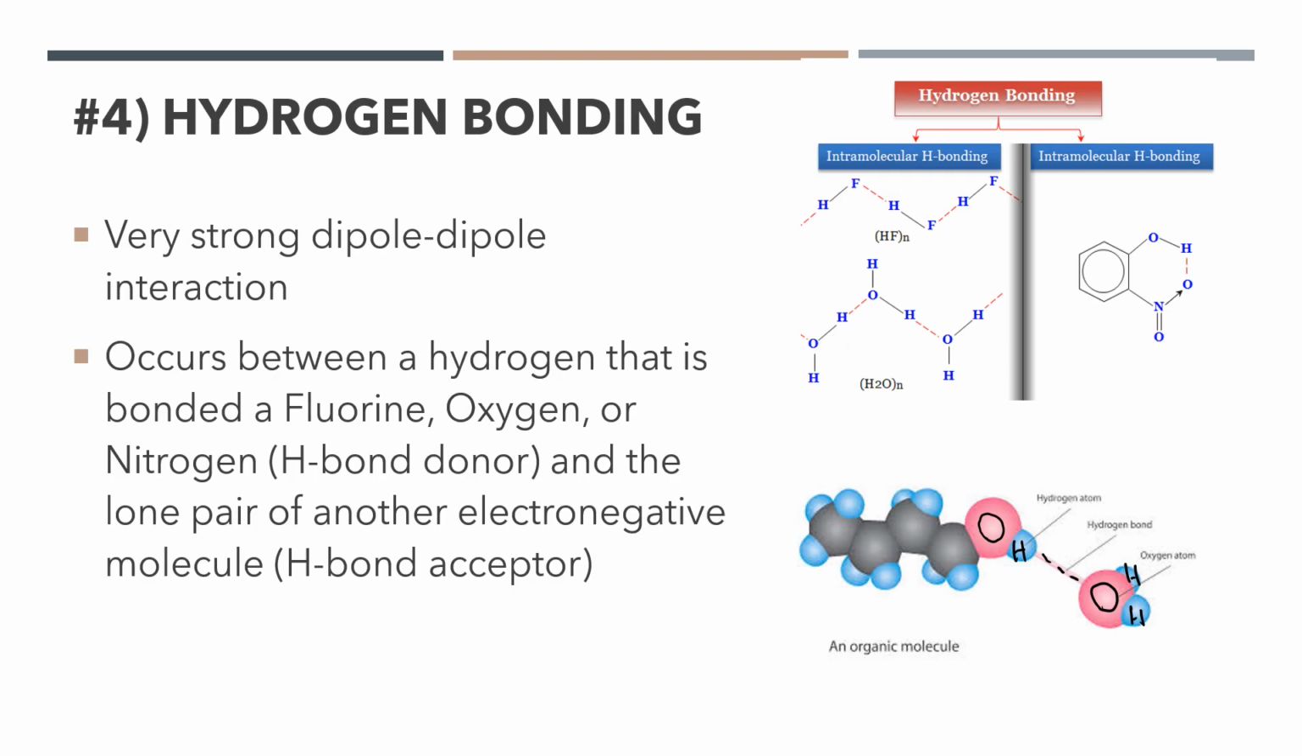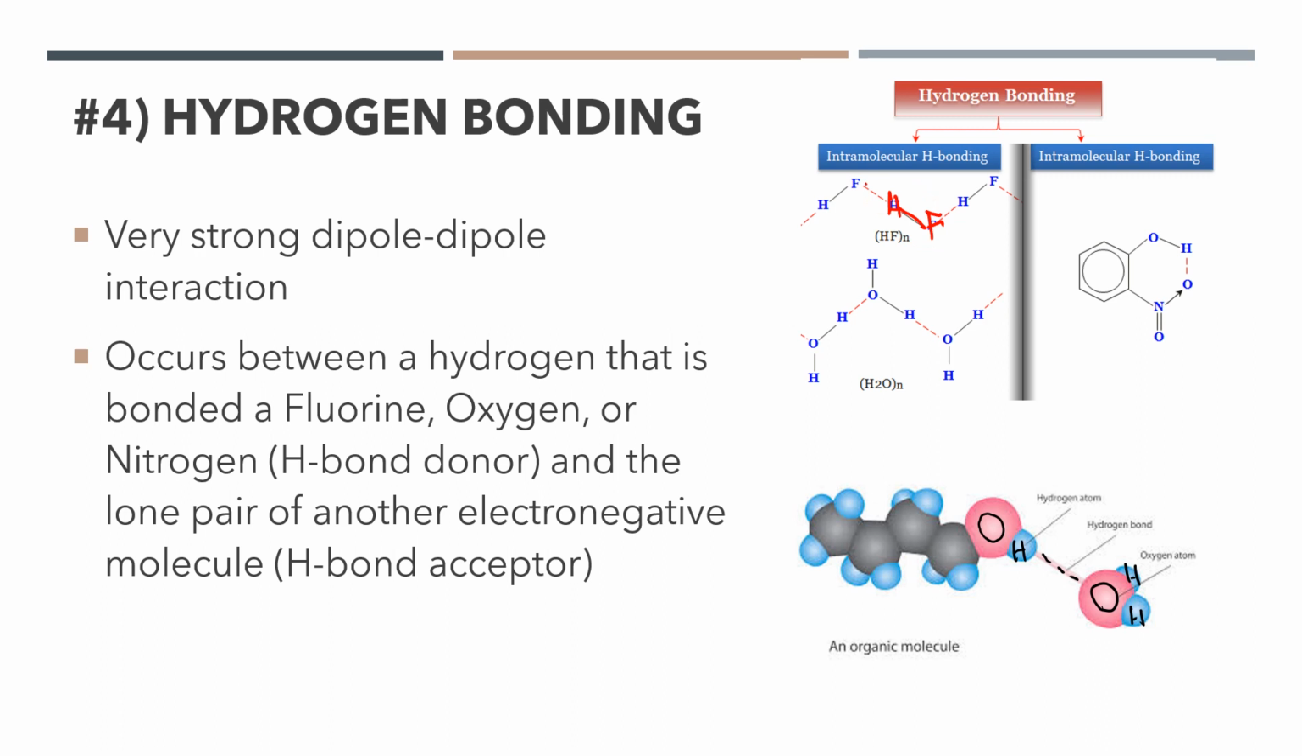The fourth one is a type of dipole-dipole interaction. It's called hydrogen bonding. Hydrogen bonding is a very strong dipole-dipole interaction. It occurs when you have a hydrogen that is bonded to either a fluorine, oxygen, or a nitrogen. If you do not have a hydrogen bonded to any of these main three guys, you cannot have a hydrogen bond. So here over on the side, we have hydrofluoric acid, H bonded to F. Again, H bonded to F because the dash line is right here. So that is your molecule.